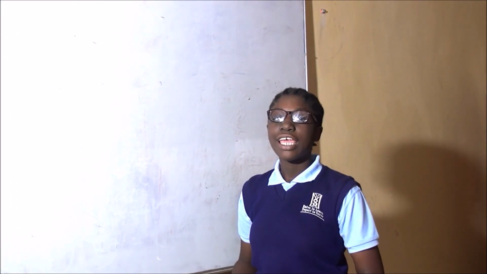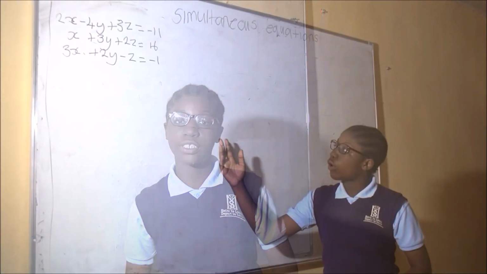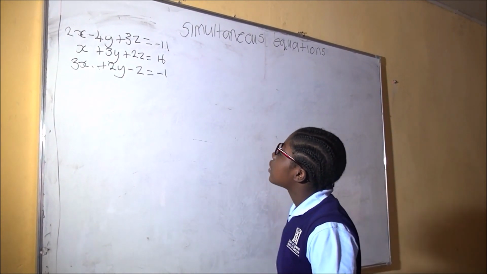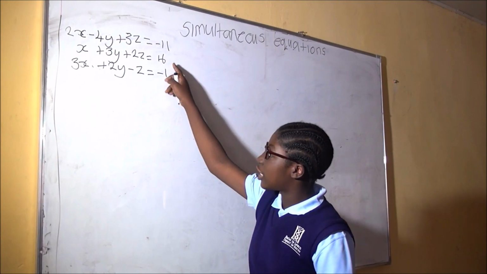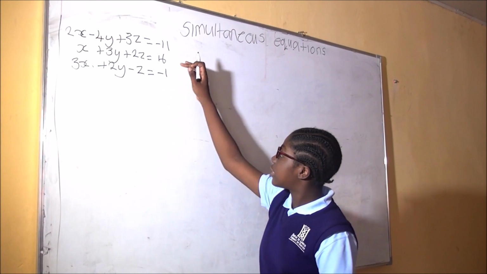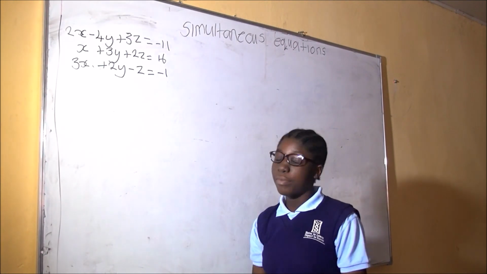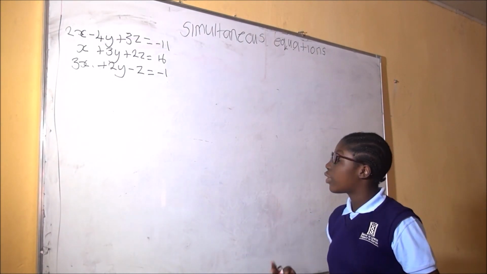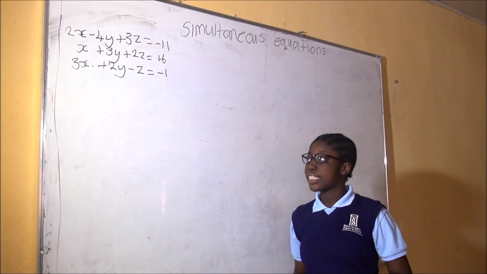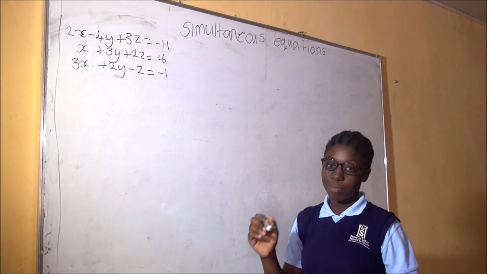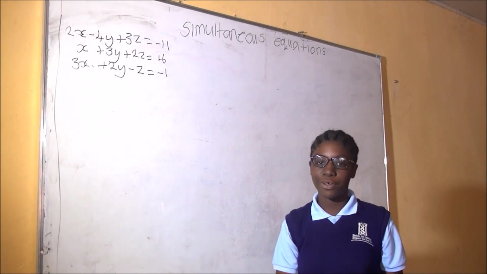I'm in TNM1, and in this video I'll be presenting to you on how to solve simultaneous equations with three variables. When you have such a system, you need to start by getting the first and second equation and eliminating one variable to form an equation with two variables. After that, get the second and third equation, eliminate another variable to form another equation with two variables. Then get the first equation with two variables and the second equation with two variables to form another equation, and eliminate a variable to find the value of that variable.